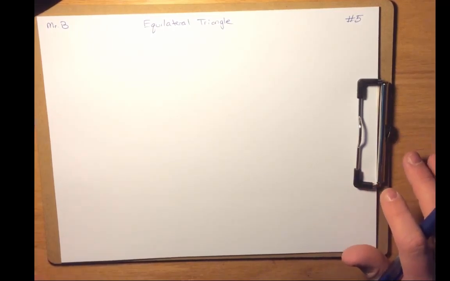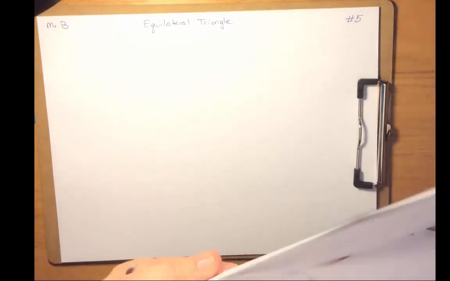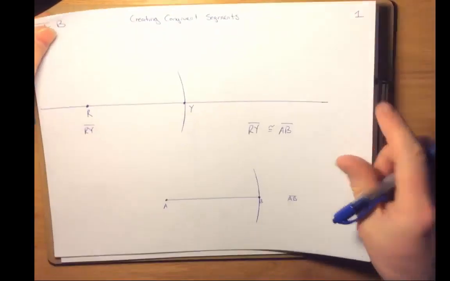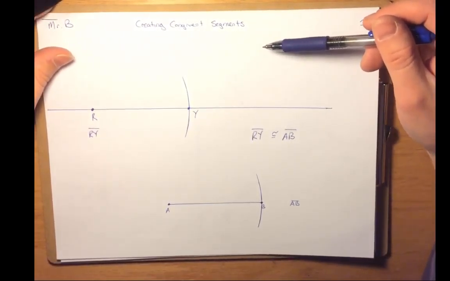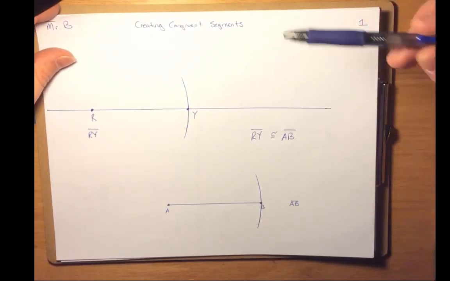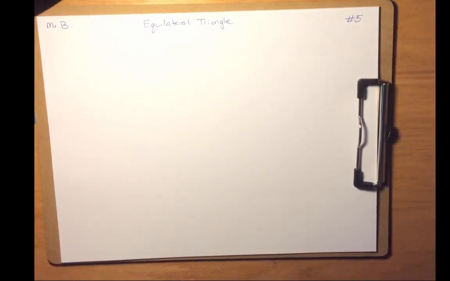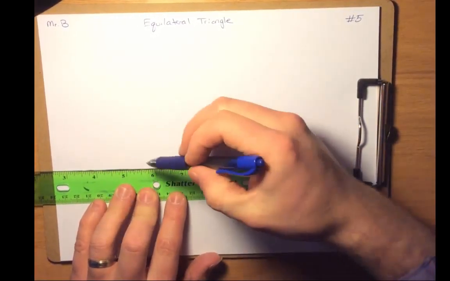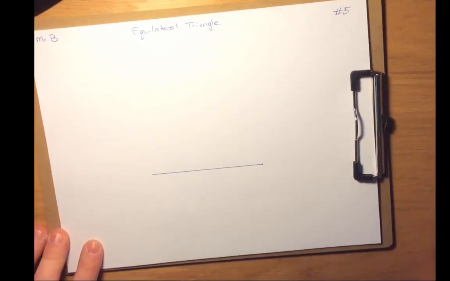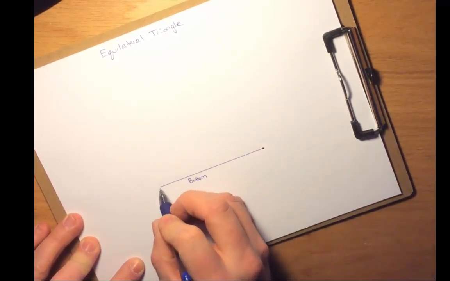So we are actually going to use, and let me go back to the very first construction we did where we create congruent segments. We're actually going to use this same construction today to draw an equilateral triangle. So I'm going to start, because that's how that one started, by creating a straight line. This is going to be the bottom of my triangle.